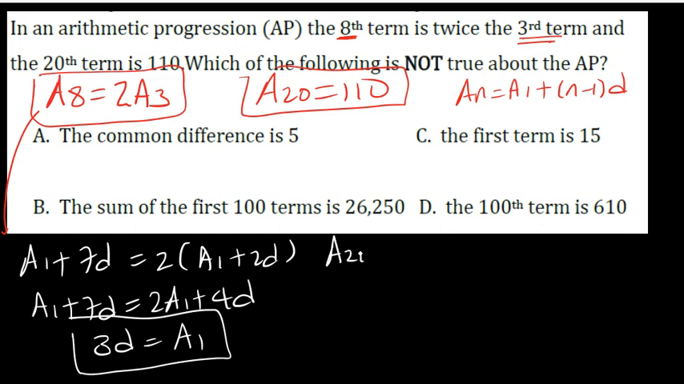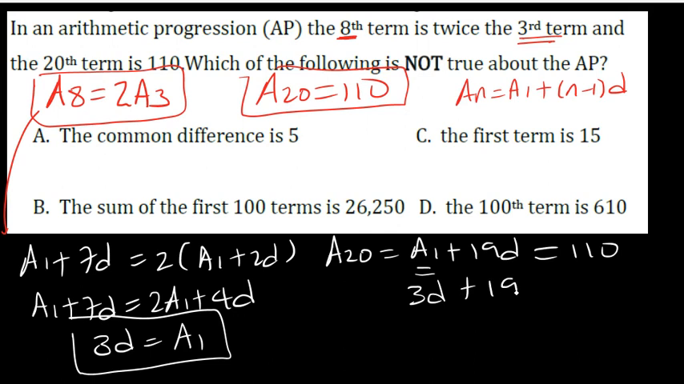Again, a20 is the same as a1 plus 19d. This is given to you as 110. And a1 we got already here, which is 3d. So 3d plus 19d is equal to 110, and the sum will be 22d is equal to 110, divided by 22.